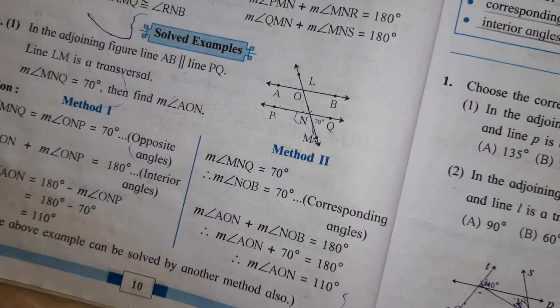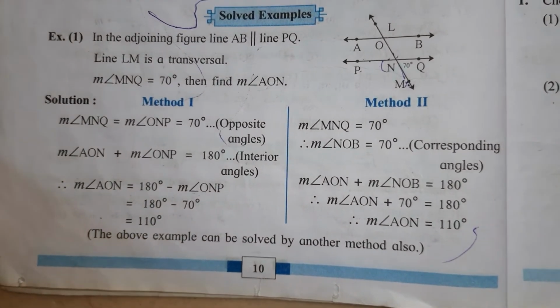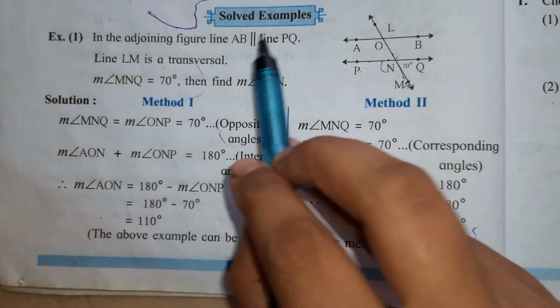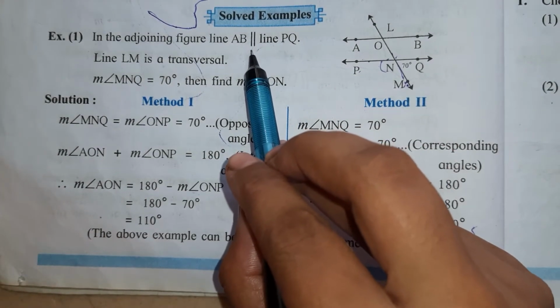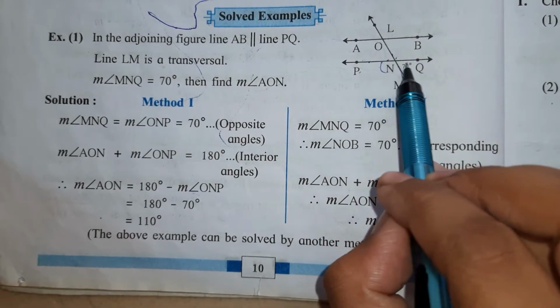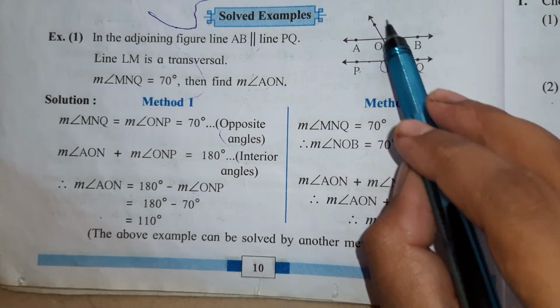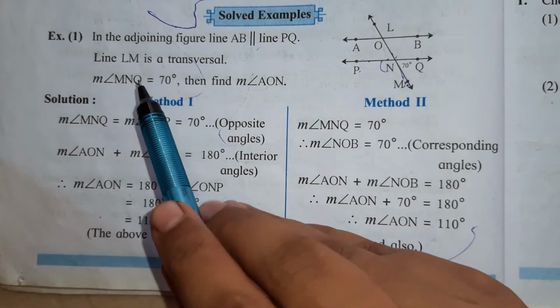Now based on these properties, we are going to solve some examples. First we will take the solved example. First one. In the adjoining figure, line AB is parallel to line PQ. What is this symbol? Parallel to. See, this is line AB and it is parallel to PQ. LM is their transversal. Line LM is a transversal.